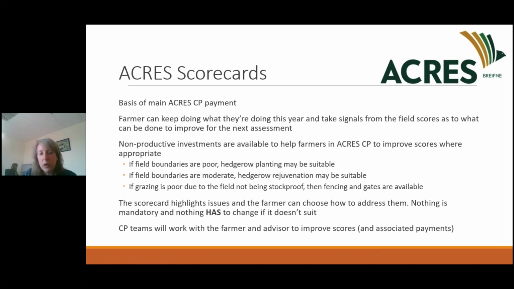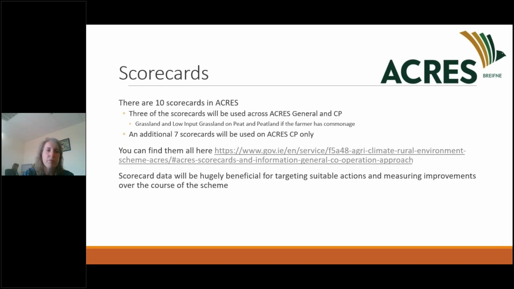The CP teams will work with the farmer and the advisor to improve the scores and associated payments where possible though. So there are 10 scorecards in ACRES, and 3 of these will be used across ACRES General and CP. There's the Grassland card, the Low Input Grassland on Peat card, and the Peatland card if the farmer has Commonage, will be used across both streams. And there's an additional 7 scorecards that will be used on ACRES CP only.